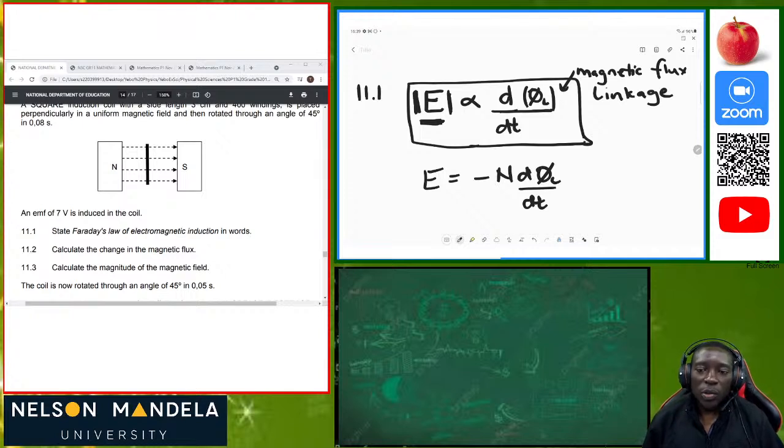So 11.2 says calculate the change in the magnetic flux. Most importantly, with this question, magnetic flux is just the number of field lines. And we have what we call flux density, which is the number of field lines per unit area. So those are the different terminologies that you would come across.